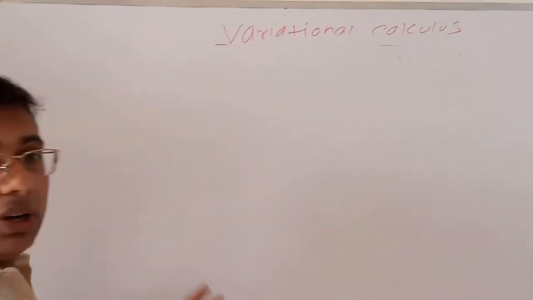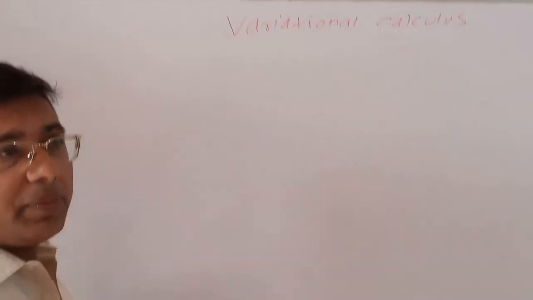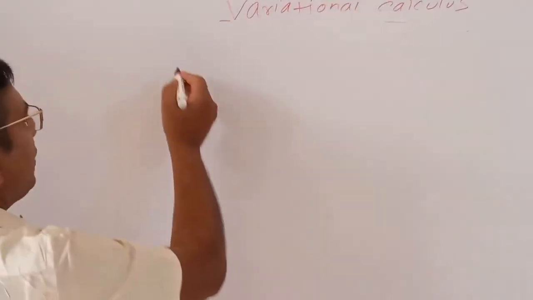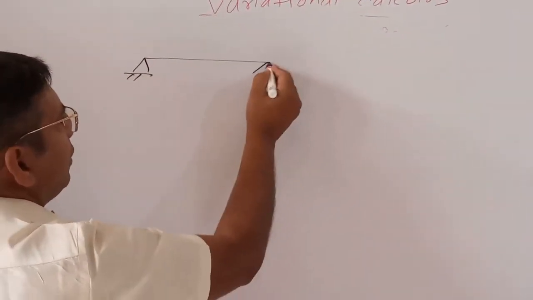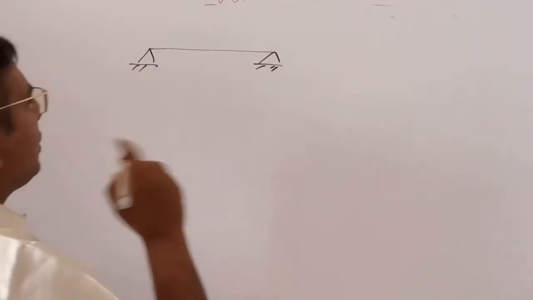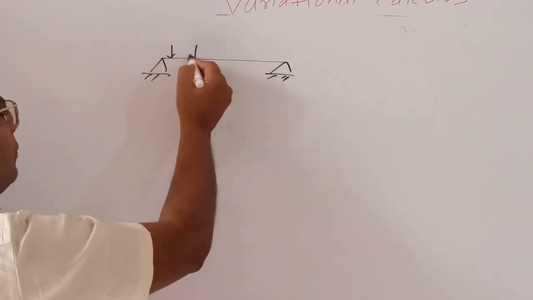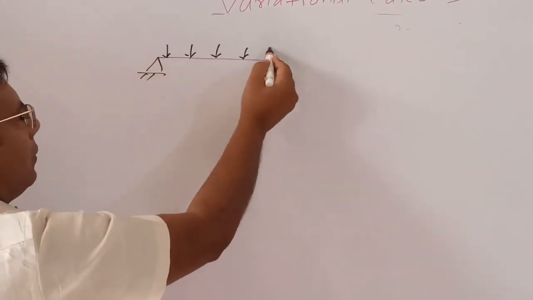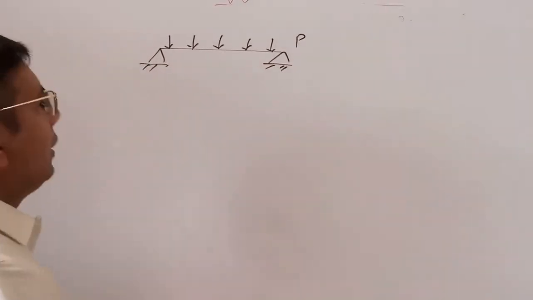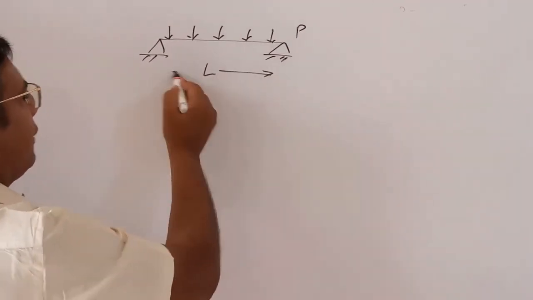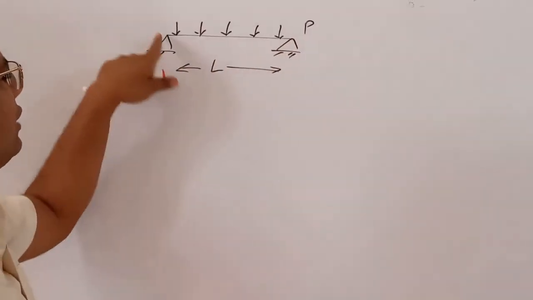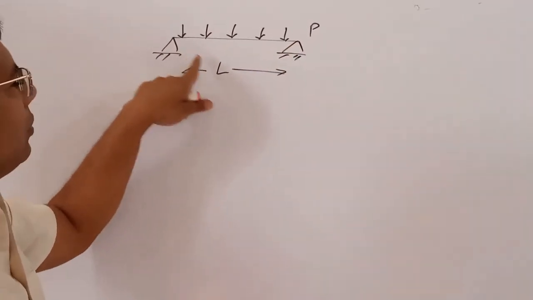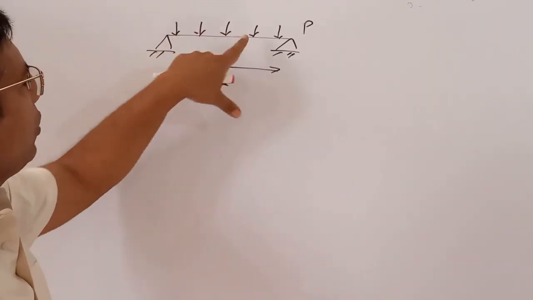Let's take one problem from structural mechanics. We are taking one beam, simply supported with a UDL. The UDL value is P. The length is L. Suppose we have to find out the nature of the curvature, right? How it will be deformed because of the loading.